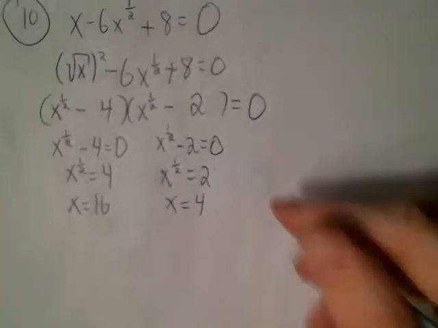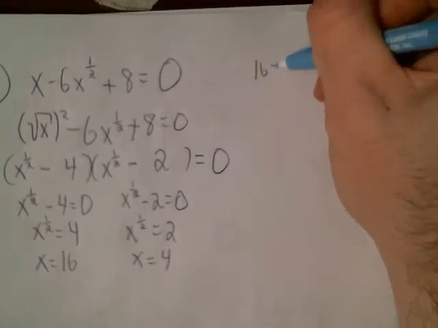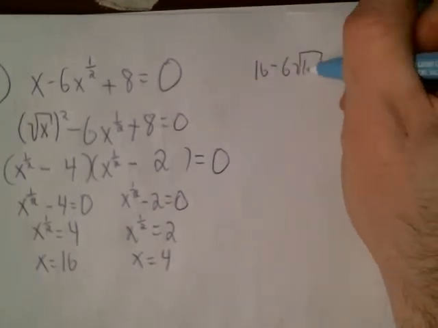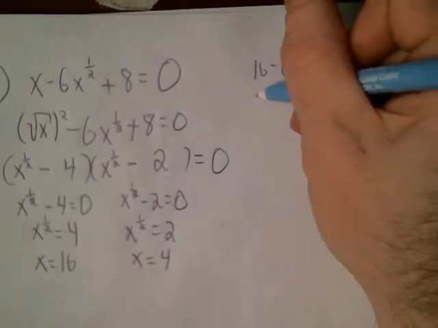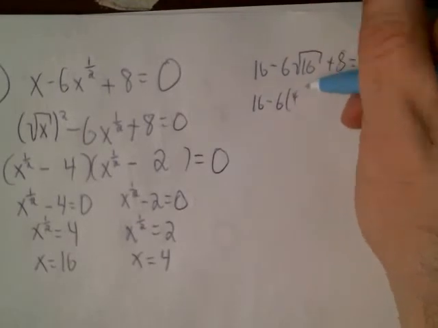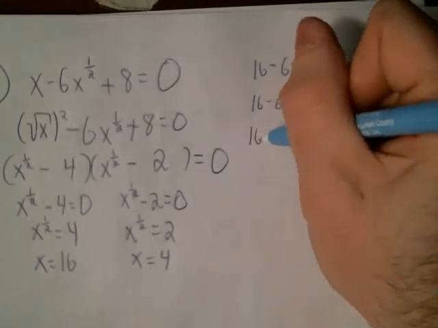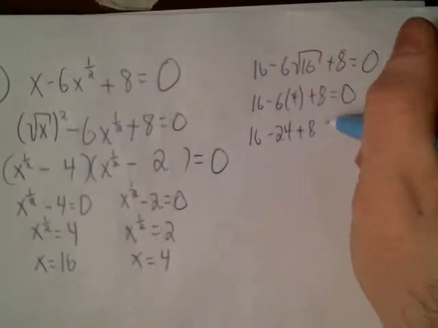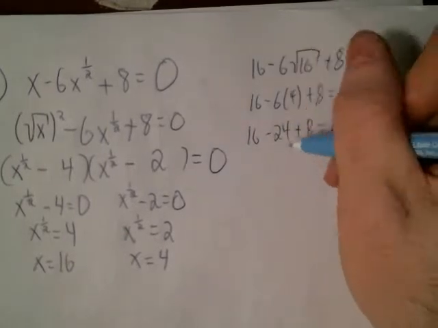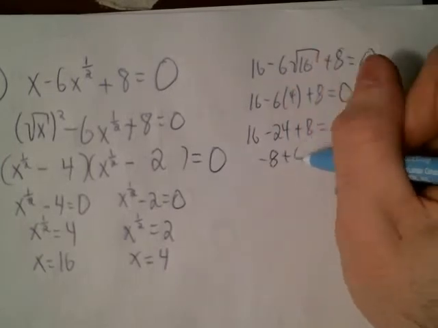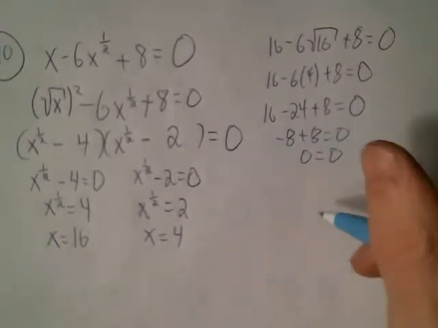Now I need to check these by plugging them into the original equation. So I'll try 16. So 16 minus 6 times the square root of 16 plus 8, seeing if that's 0. So I have 16 minus 6 times 4 plus 8 is 0. And then I have 16 minus 24 plus 8 is 0. And then I have negative 8 plus 8 is 0, and that's true. 0 is 0, so that's a solution. That works. Check the other guy.